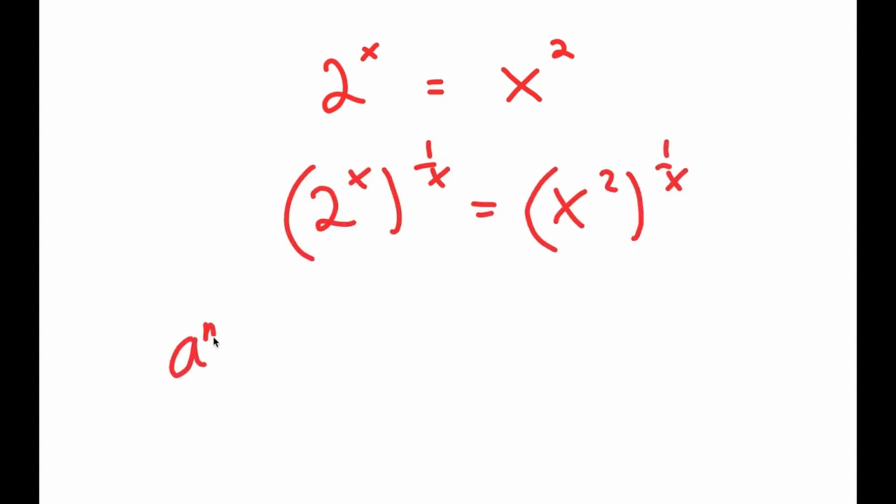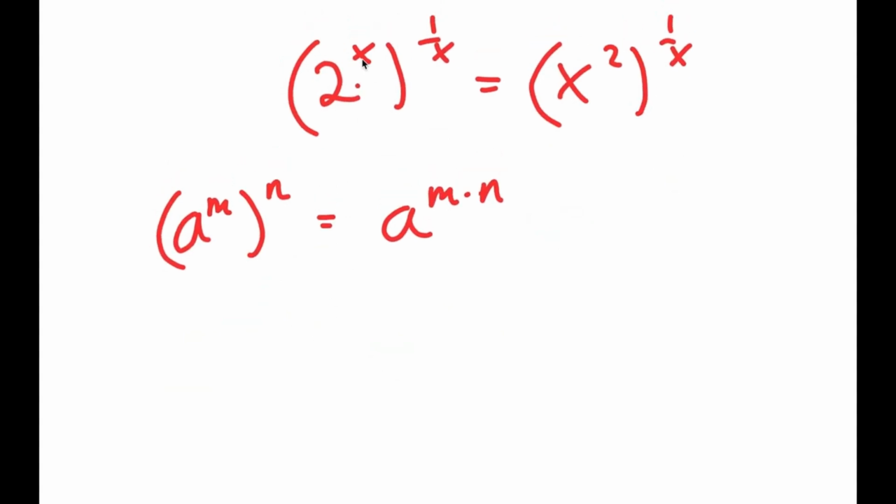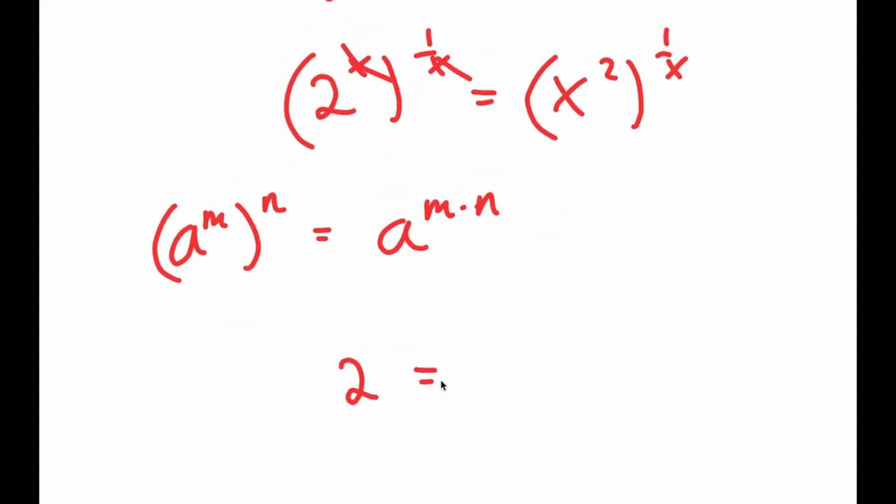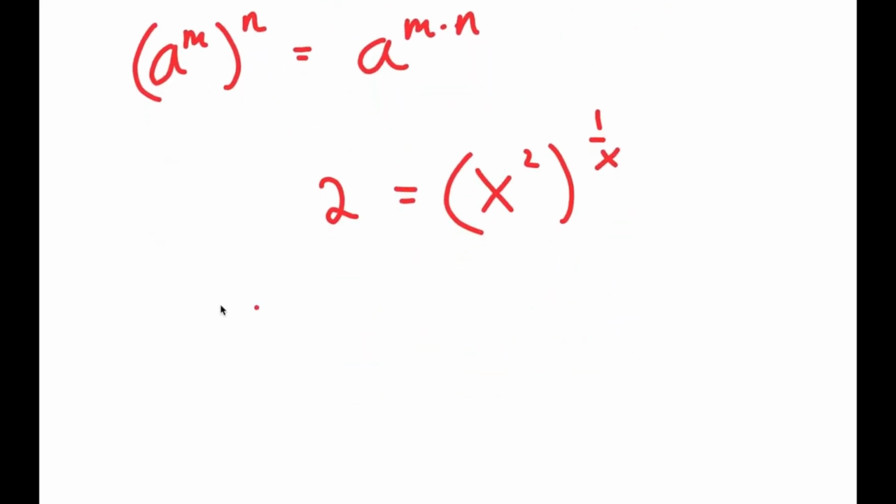Now, if I have something in the form a to the power of m to the power of n, this is equal to a to the power of m times n. So now these two cancel out, and I get 2 is equal to x squared to the power of 1 over x. Now, I'm going to take the power of 1 over 2 on both sides.